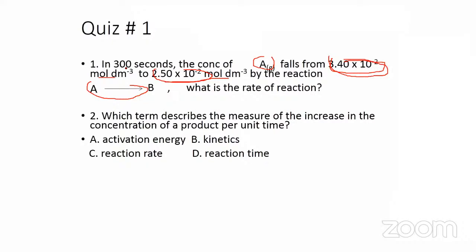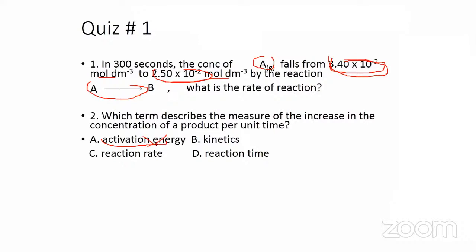It looks simple. Now let me ask you another one. Look at equation 2. Which term describes the measure of the increase in concentration of a product per unit time? Is it rate? Is it kinetics? Don't get confused. Is it activation energy? You know activation energy when you talk about the endothermic reaction. We haven't reached there, so this A is wrong.